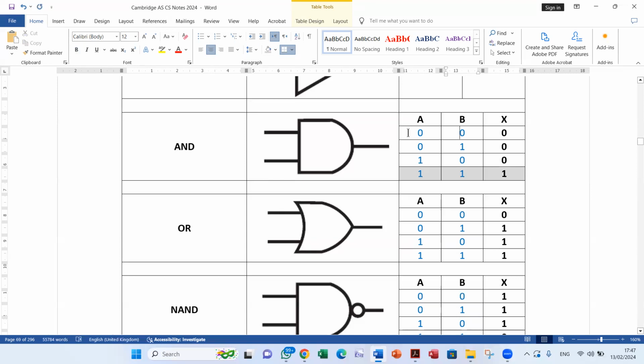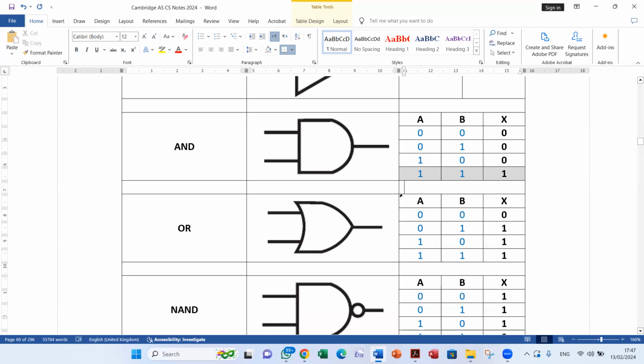Okay, that AND gate operates as follows. If 0 and 0 are input, this is A and this is B. So A is 0 and B is 0, the output X is 0. 0 and 1, also the output X is 0. 1 and 0, also the output X is 0. 1 and 1, so it is very strict. Its only way to output 1 is that both inputs are 1. So this is the AND gate.